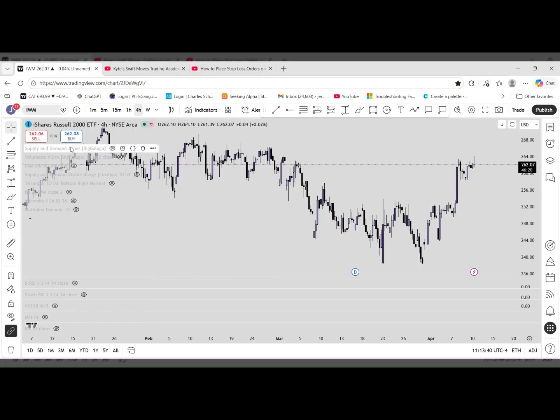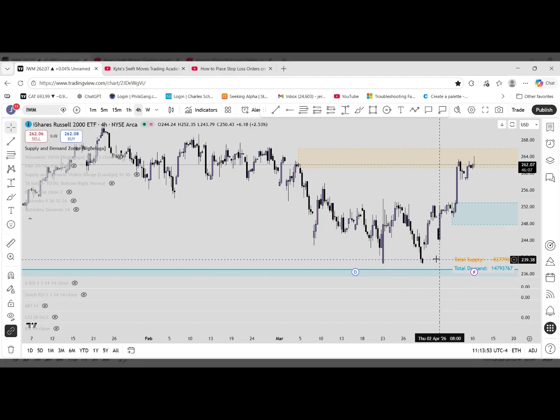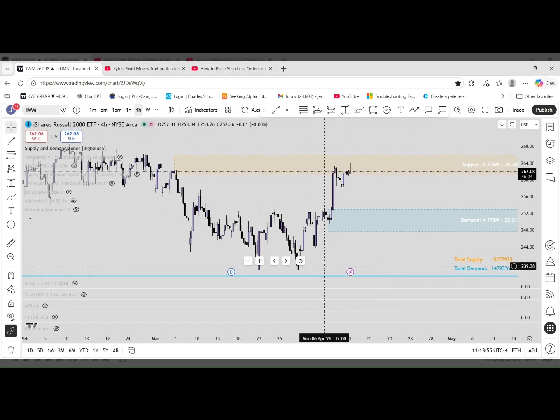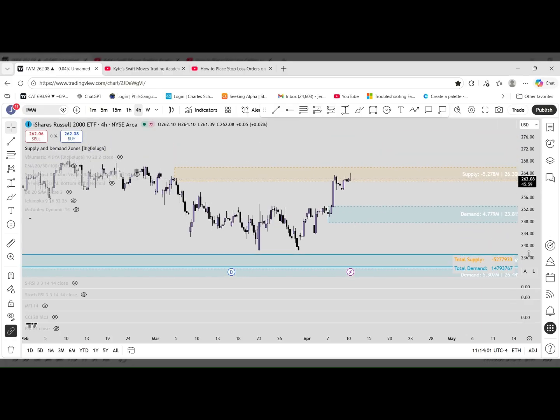So to give you an idea, I've got some of these preloaded, and I'll just walk you through it. This is a supply and demand zone, and let me move this over so you can see it a little better maybe. Okay, so what you see here is this top band, that's the supply zone, and then you've got demand zones. Back during this phase, this was the demand zone. Well, now it has shifted.